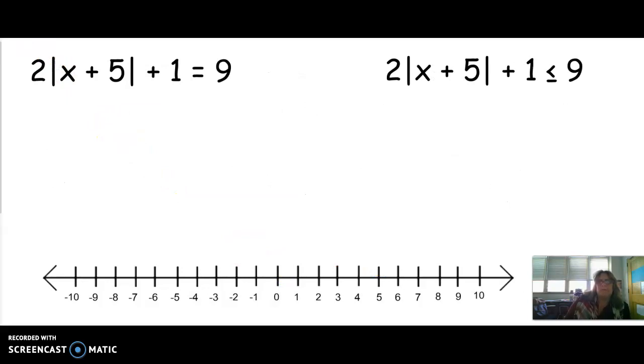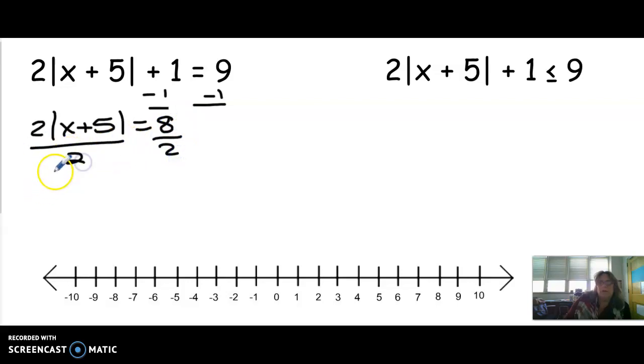If we have an absolute value problem, again, with an equal sign, then we're going to solve it. So we're going to subtract 1 from both sides first. Then we're going to divide everything on both sides by 2. So we have absolute value of x plus 5 is equal to 4. Now is where we have to remember, whenever we have an absolute value problem, absolute value is just asking how far something is from 0. It doesn't care whether it's from the left of 0 or from the right of 0.